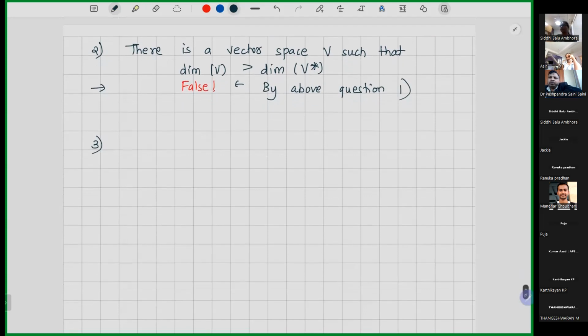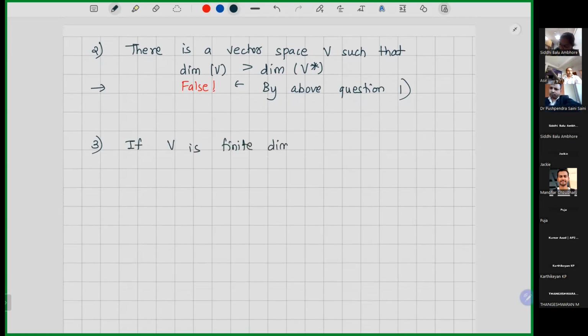The third is that if V is a finite dimensional vector space, then dimension of V is equal to dimension of V star. Any guess on this one?